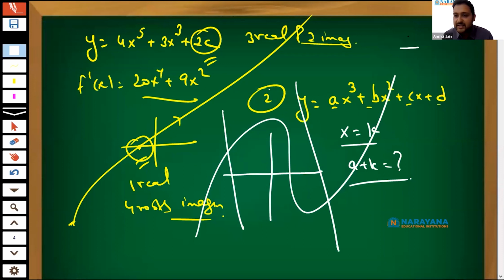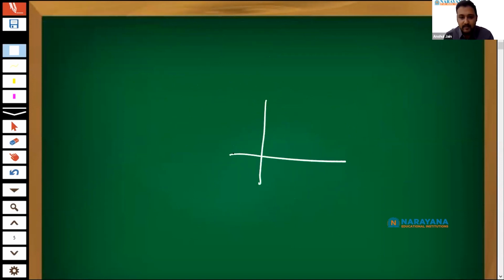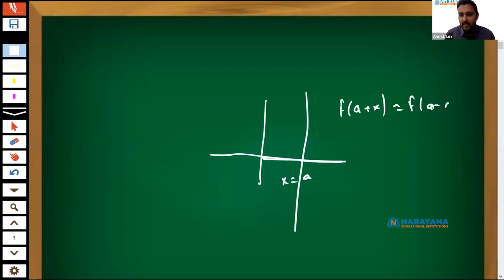Because if you're saying that any graph is symmetric about any line, suppose I'm saying any graph is symmetric about x equal to a, I'll draw it here. Suppose this is the line x equals a. If the function is symmetric about it, that means any value if you are giving it a plus x, the same will come at a minus x also, right? Yes, sir.